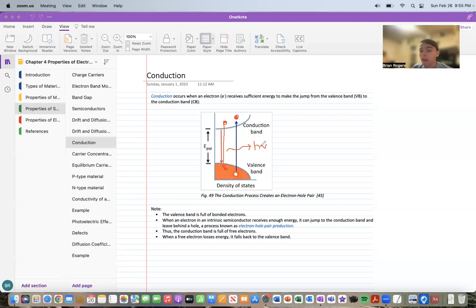So it must absorb energy to go from the valence band to the conduction band. But if it's going to return to the valence band, it will give off energy. That's due to the conservation of energy principle. If it drops in energy levels, it must emit energy.